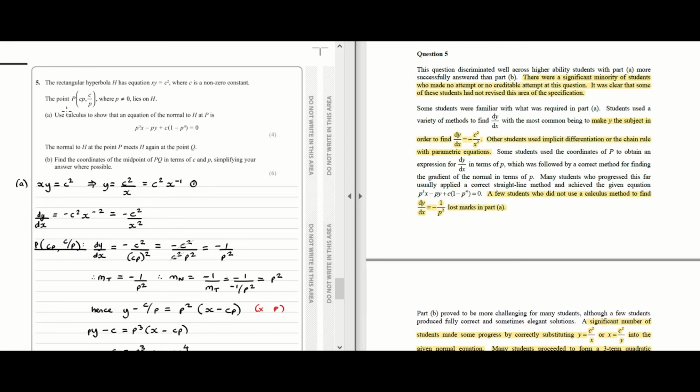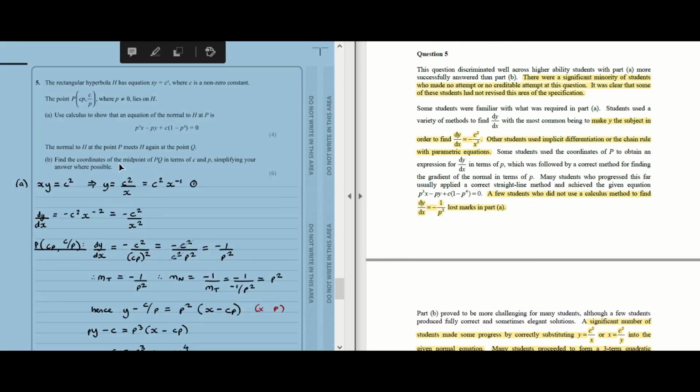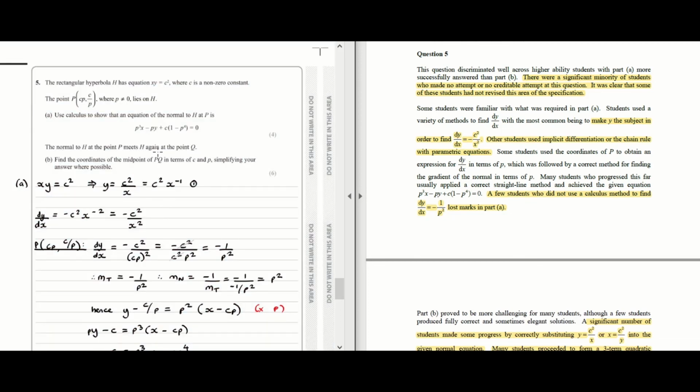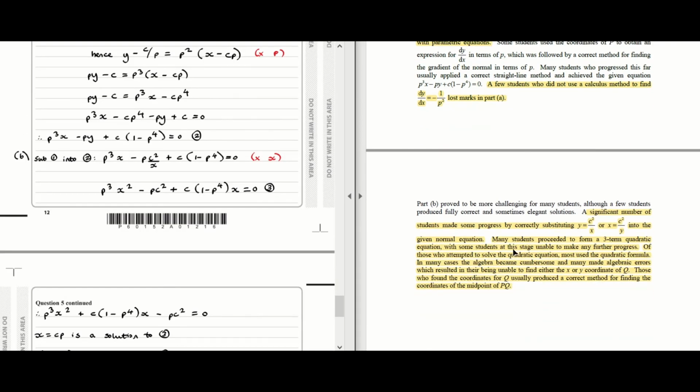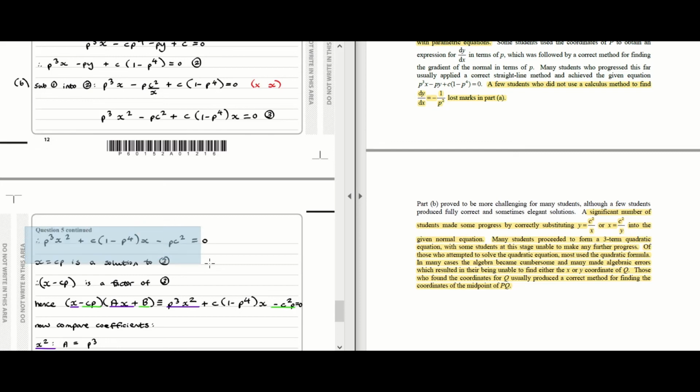A few students who didn't use calculus lost marks in part A, and I think it was quite obvious that you had to use calculus. It said use calculus. Part B, where we had to find the midpoint of PQ. First of all, you had to recognise that you're solving a simultaneous equation, and a lot of people did notice that. They substituted correctly y equals c squared over x, or x equals c squared over y into the equation given over here, which was good. And then eventually you'd arrive at some sort of a quadratic as shown over here.